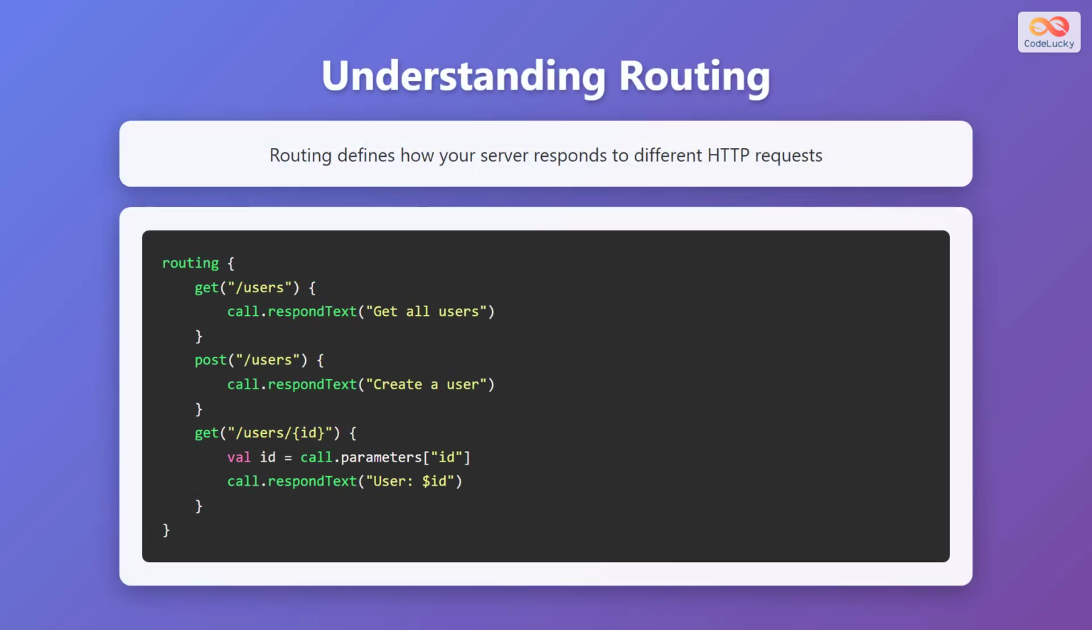Routing is the mechanism that defines how your server responds to different HTTP requests. In Ktor, routing is straightforward and intuitive. You can define different routes for different HTTP methods and paths. For example, you can create a get route for /users that returns a list of all users, a post route for the same path that creates a new user, and another get route with a path parameter like /users/{id} to retrieve a specific user by their identifier. Path parameters are extracted using the call.parameters collection, giving you easy access to dynamic values in your URLs.